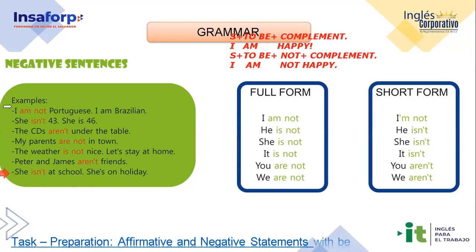Okay, so we read that together. I am not Portuguese, I am Brazilian. She isn't 43, she is 46. The CDs aren't under the table. My parents are not in town. The weather is not nice. Let's stay at home. Peter and James aren't friends.